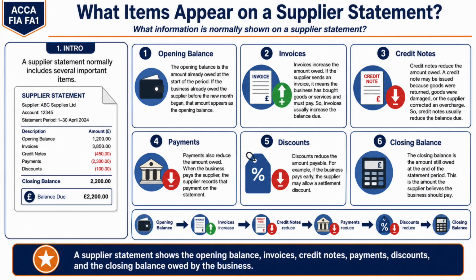Discounts. Discounts reduce the amount payable. For example, if the business pays early, the supplier may allow a settlement discount. Closing balance. The closing balance is the amount still owed at the end of the statement period. This is the amount the supplier believes the business should pay.